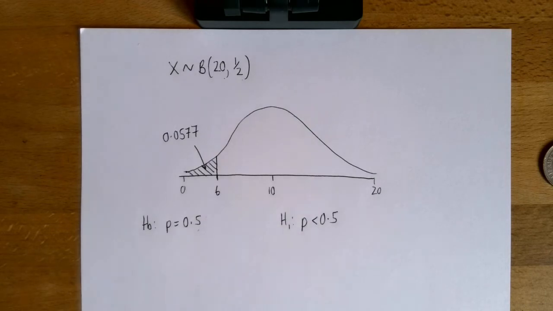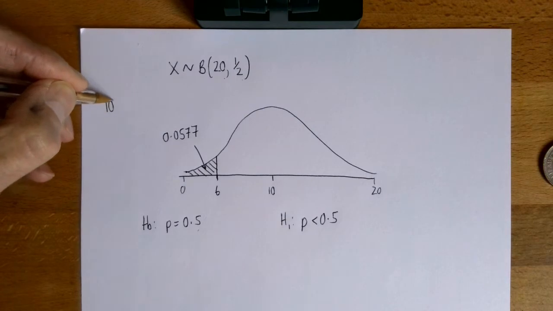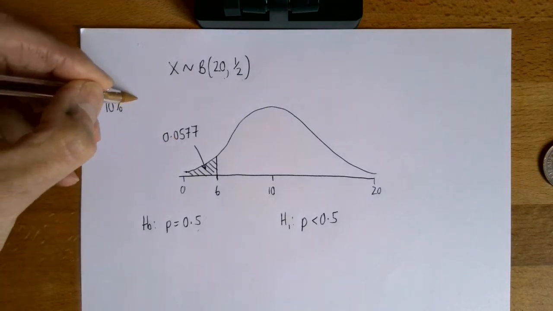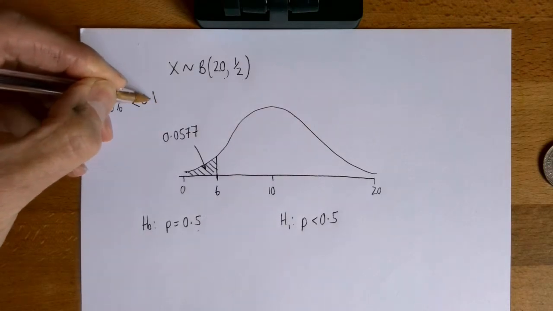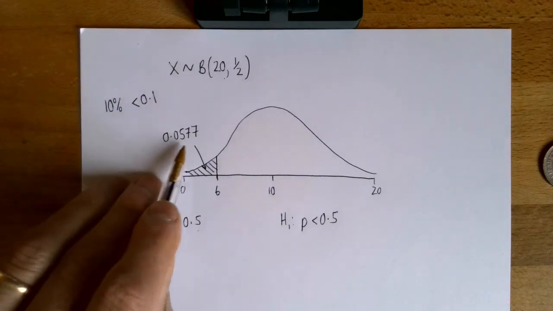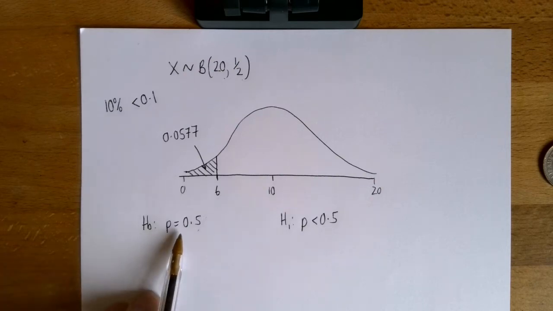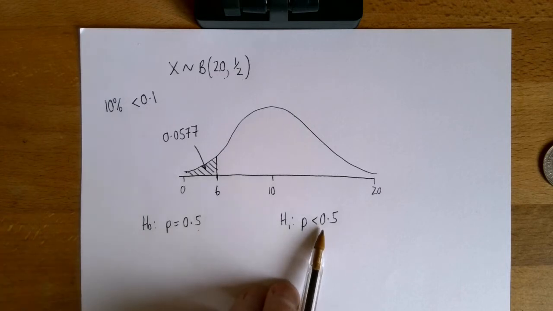But is it unlikely enough for me to say, this can't be true, this must be true? And that's where the significance level comes in. Because if we are looking at the 10% level, then all I need to see is a probability here that's less than 0.1. And yeah, I've got it. So at the 10% level, yeah, I'm saying this can't be true. There is evidence to suggest that this is true.